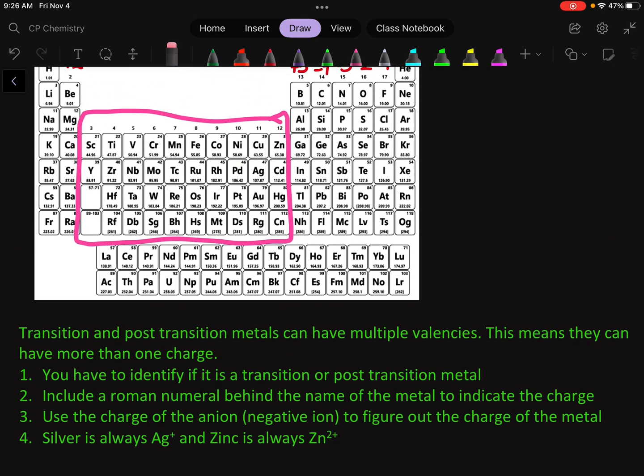So I have boxed in the transition metals. Those are groups 3 through 12. The post-transition metals come underneath the metalloids. The two main ones out of the transition metals we'll be dealing with in this class are Sn, which is tin, and Pb, which is lead. Sn is tin, Pb is lead.